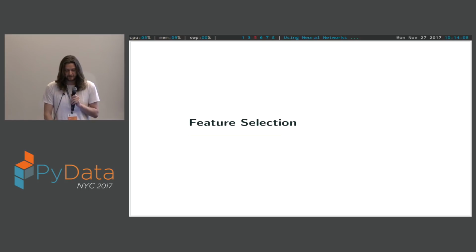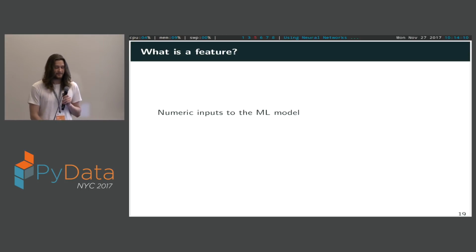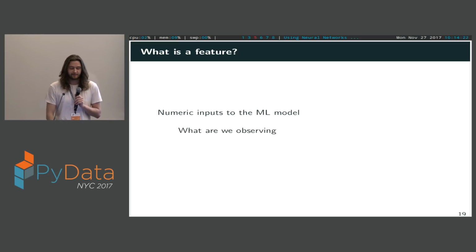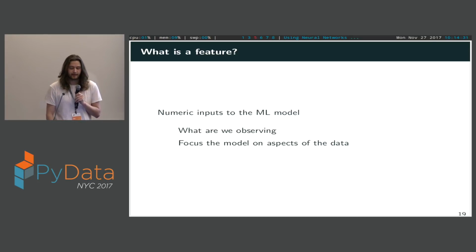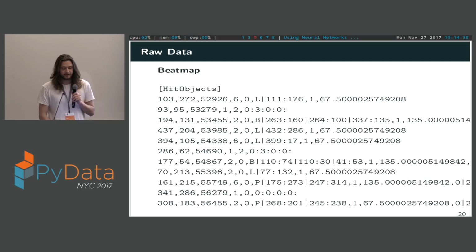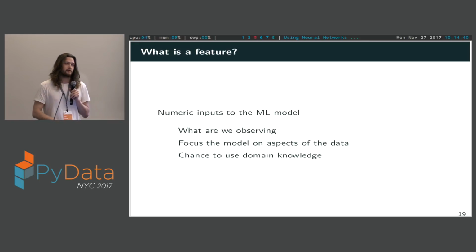Now we have to extract some features. So what is a feature? A feature is the numeric inputs that you feed into your model. I said that a regressor is approximating a numeric function. It can't just take whatever. I actually have to give it some numbers. So for our LSTM models, this is really what we are observing. I said it's a sequence of observations. What is an observation? Those are your features. This allows us also to focus our model on important aspects of our data. And this is where we get to use our domain knowledge.